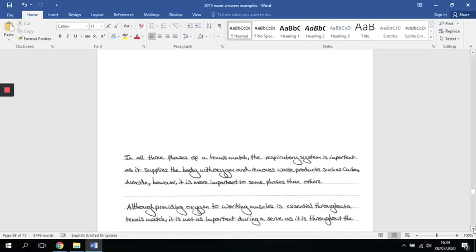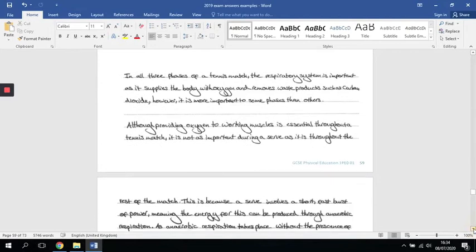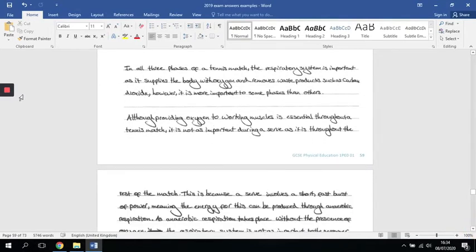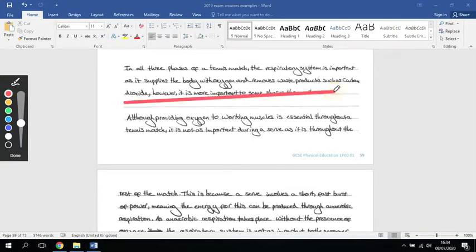Now, this is actually very well structured and very well written, so let's break it down and take it through for you guys. What this candidate has done is give an introductory paragraph. Not essential, but although the opening paragraph is an introduction, it does contain AO1 content, because as you can see here, there is clear knowledge of the respiratory system and its functions in terms of removing waste products such as carbon dioxide and supplying fresh oxygen to enable you to compete.